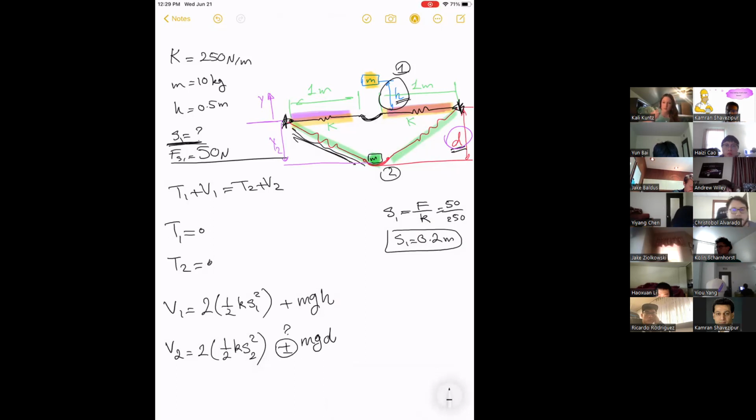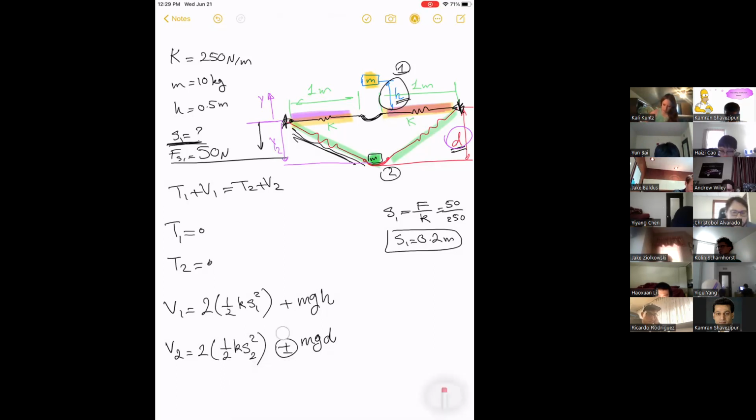Cristobal, is Y2 positive or negative? Or anyone else? It's negative. Why? Because we are below the reference, so it's going to be negative. Thank you.